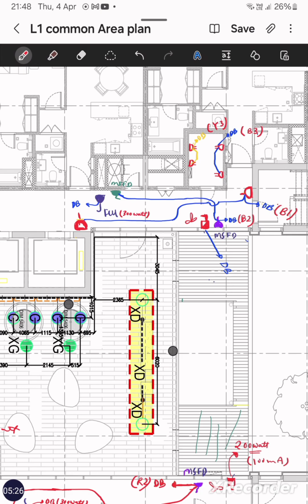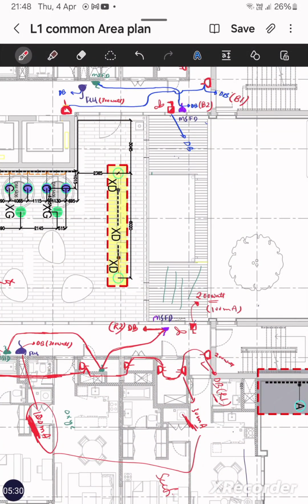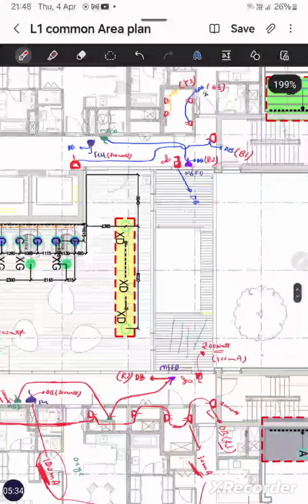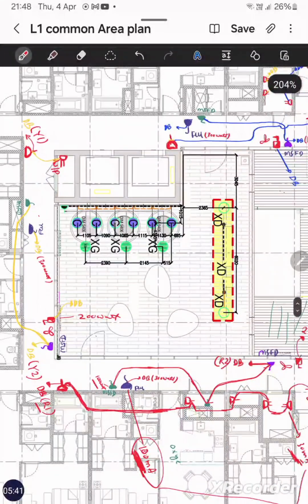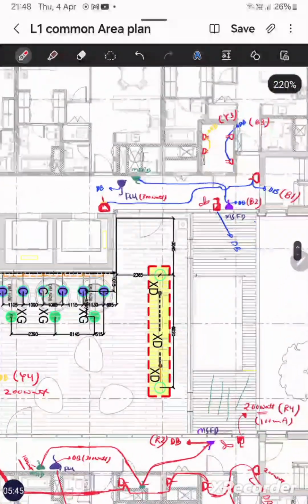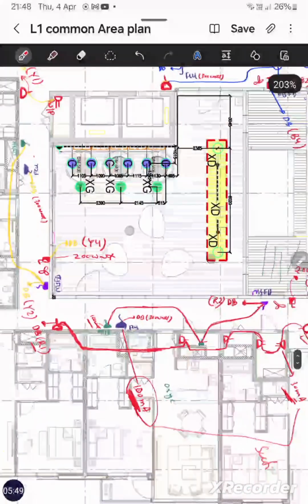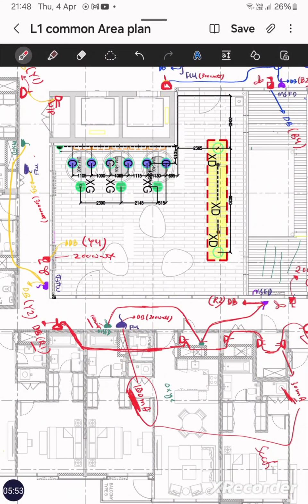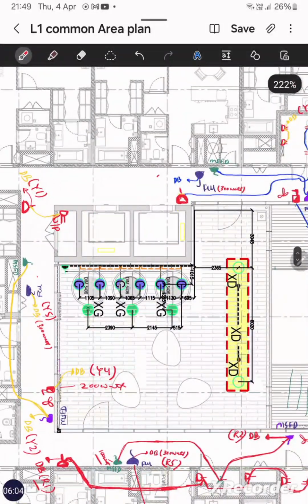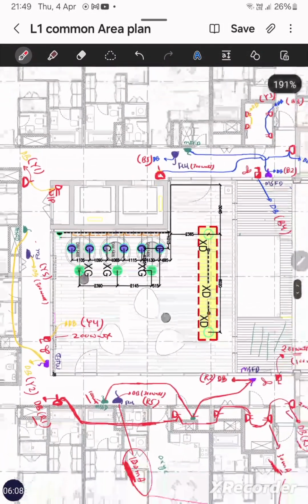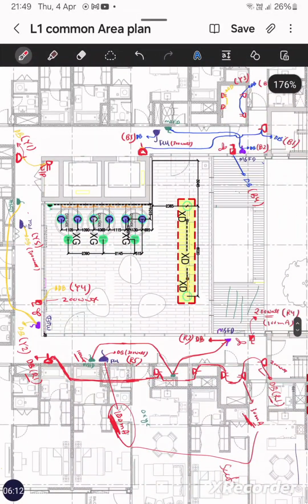Okay. Now we will give the circuit number for the smoke purging fan. So we have given till B3. So we will start from R4, Y4 and B4. Now we can go for the FCUs also. So I will write here for FCU R5, Y5 and B5. Now we have done all the circuit formation. Now we will go for the load schedule tabulation as per DEWA approved format.